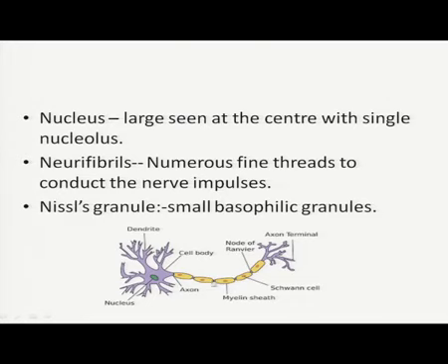Now, here you can see a long branch, and this long branch that arises from the cytone is known as axon. The branch of axon is known as axonite. Since here the branch of dendron is known as dendrite, the branch of axon is known as axonite.